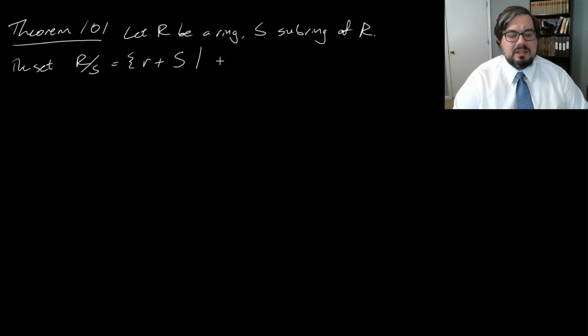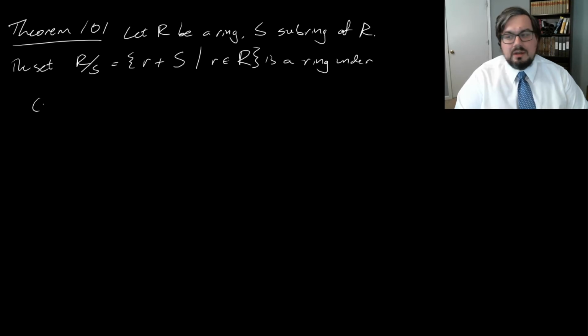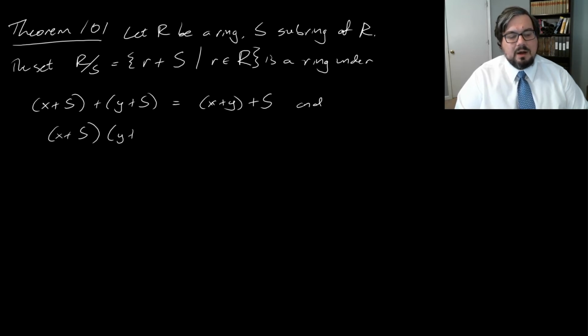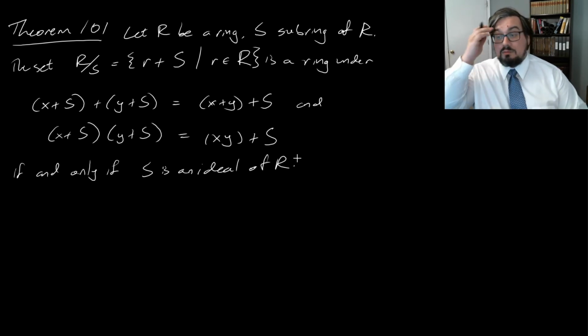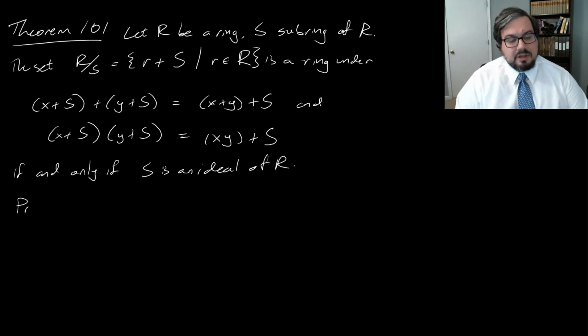Let R be a ring and S a subring of R. The set R mod S, which is defined to be the set of cosets r plus S, where little r comes from R, is a ring under the operations x plus S plus y plus S equals x plus y plus S, and x plus S times y plus S equals xy plus S, if and only if S is an ideal of R. Not just a subring, but an ideal. So let's check the proof.